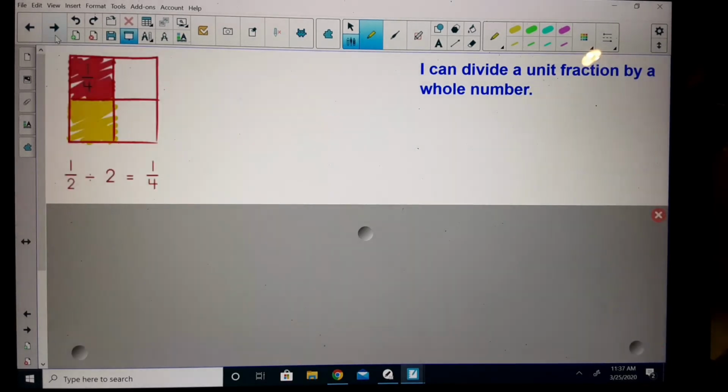I'm going to continue. This is what the model looks like. Here's the pan of brownies. This left column was what was left. It was split in half because there's 2 kids sharing it. It was divided into 2 pieces. Each child would get 1 out of the 4 pieces.